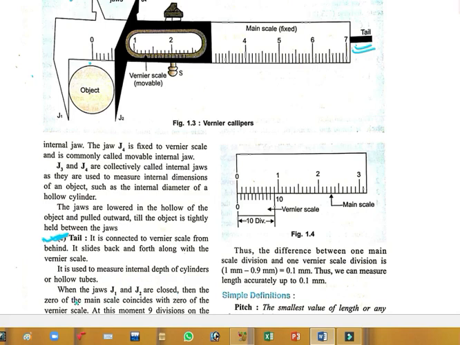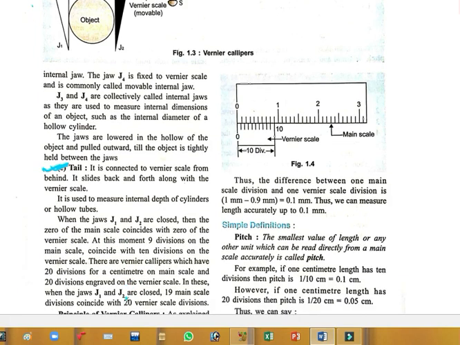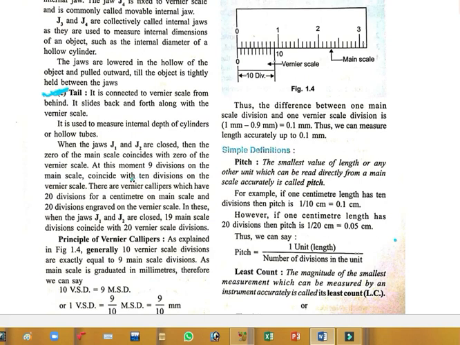So when the jaws J1 and J2 are closed, then the zero of the main scale coincides with the zero of the vernier scale. At this point, 9 divisions on the main scale coincide with the 10 divisions of the vernier scale. So you can see that, this 9th division of the main scale coincides with the 10th division of the vernier scale.